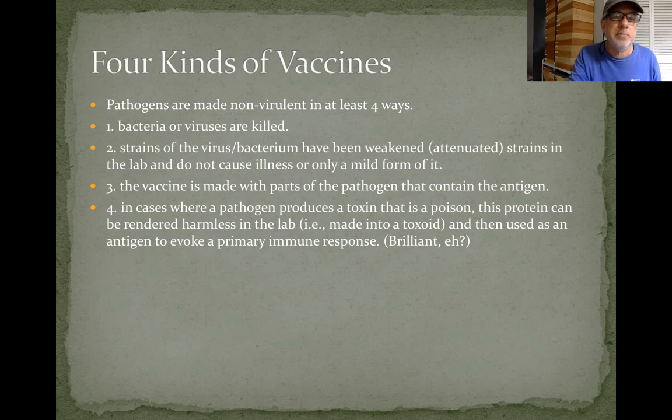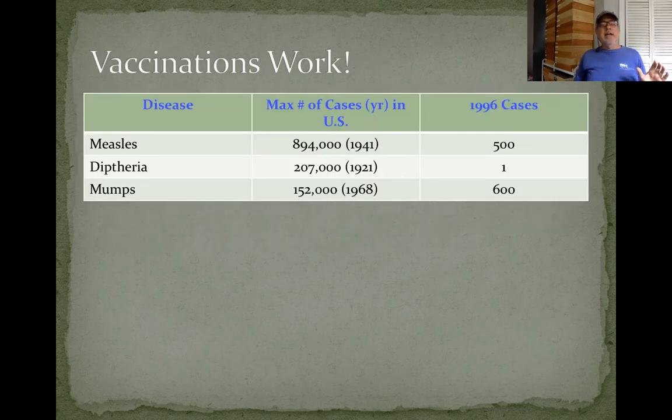That's pretty impressive. The amazing thing about vaccinations is they work. Measles, 894,000 cases in 1941 before there was a vaccination. 500 cases in 1996. Diphtheria, 207,000 cases in 1921 before a vaccination was available. 1 case in 1996. Mumps, 152,000 cases in 1968. 600 cases in 1996. So you can see these diseases haven't been eradicated, but their ability to affect the human population has been severely reduced by vaccinations.